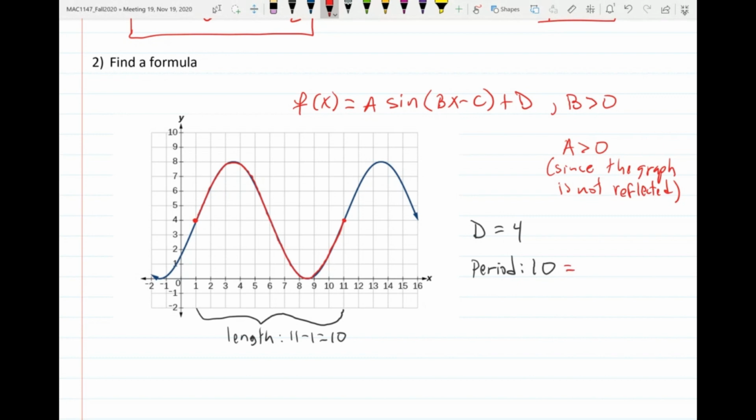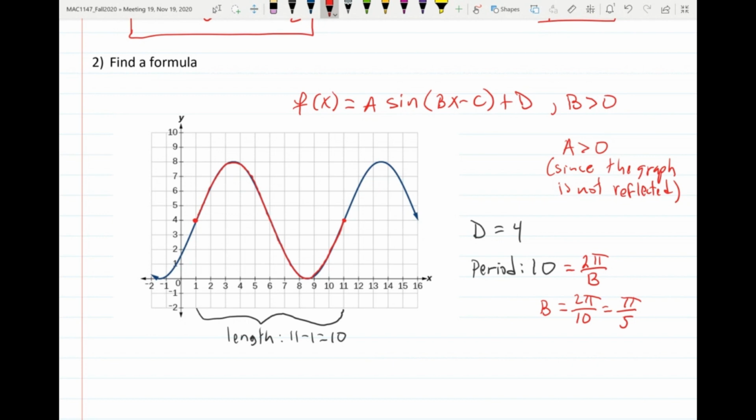Now, as you said, this equals 2 pi over b. So we can now use this information to figure out b, right? Since the period is 10, and we know that this is equal to 2 pi over b, what is b? That would be 2 pi over 10 or pi over 5. So b equals pi over 5. Are we good with this? All right, so we know d, we know b.